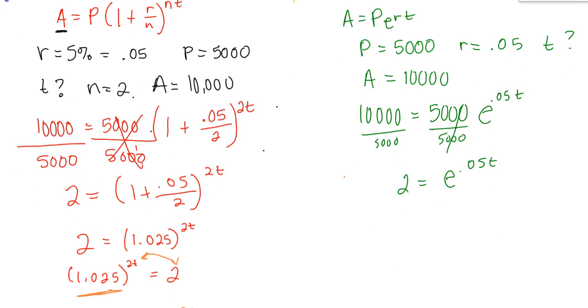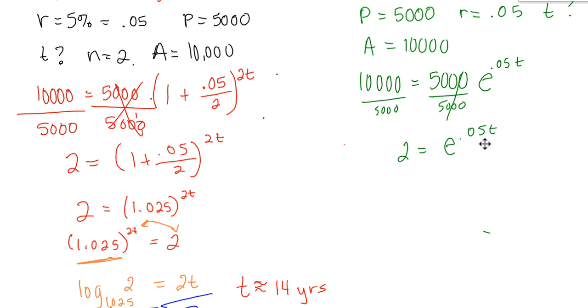I prefer to switch it. I don't like the base to the power on the right side. Doesn't matter. You'll get the same answers. I just prefer my variables always on the left. Okay, I'm switching now. E automatically goes to ln, and these guys swap places. Okay, then we've got to divide by that 0.05.